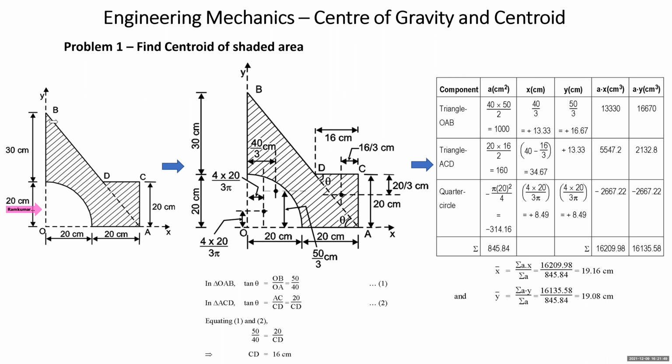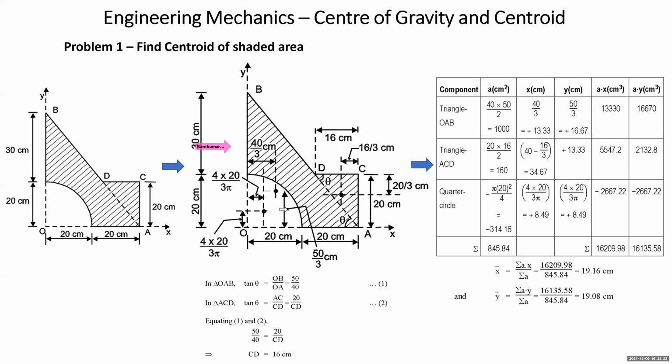You can take a triangle OAB, plus you can take the triangle ACD, and then minus quarter circle. So shaded area will be arrived by taking bigger triangle OAB plus triangle ACD minus quarter circle. Now we need to draw the diagram again. Now you can come to this side, to the diagram here. On this diagram, you can see that triangle OAB plus triangle ACD minus this quarter circle.